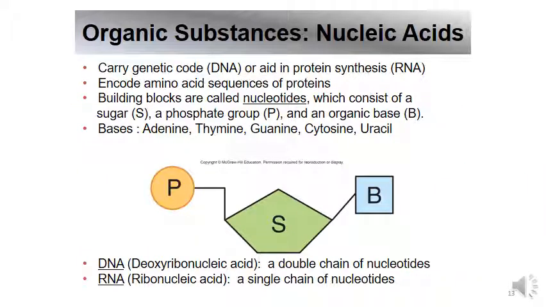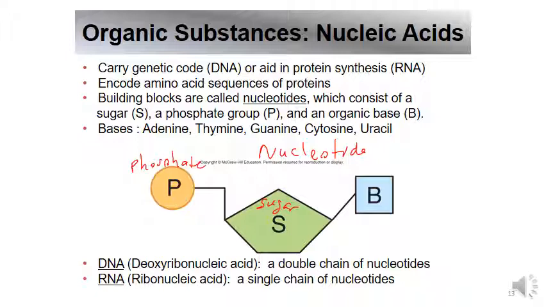Okay, next, nucleic acids, DNA versus RNA. DNA carries the genetic code and RNA helps in making the proteins. Now, both DNA and RNA are made up of nucleotides. A nucleotide is just one molecule. So this picture is showing a nucleotide. A nucleotide has a phosphate group. It has a sugar. And it contains another molecule called a base.